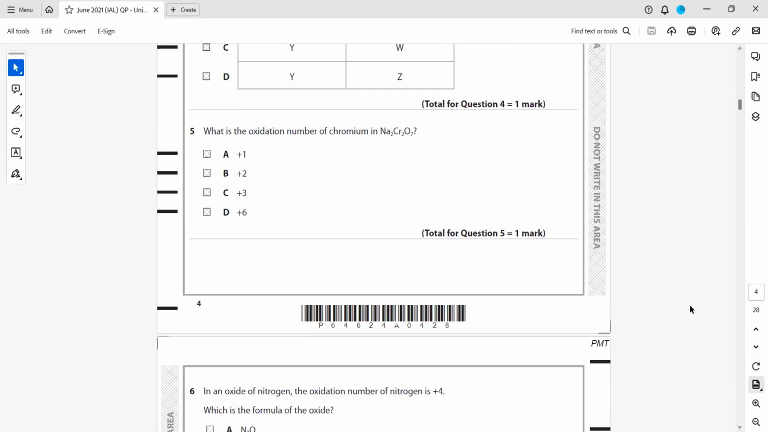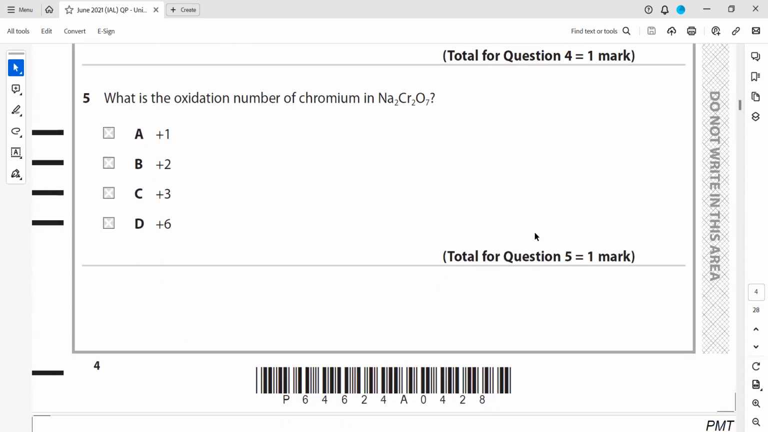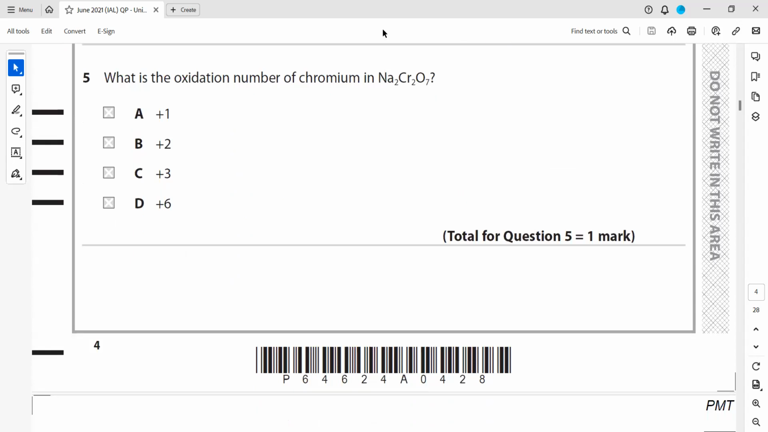In question 5, what is the oxidation number of chromium here? How to work out the oxidation number? This is a compound with no overall net charge. So one sodium is +1, chromium is X, and oxygen is -2. There are 2 sodium, so it will be +2, because one is +1. 1 chromium is X, so 2 chromium will be 2X. 1 oxygen is -2, so 7 oxygen will be -14. Because the overall compound is neutral, the net charge should be 0.